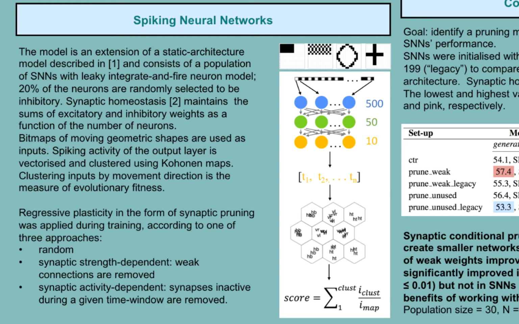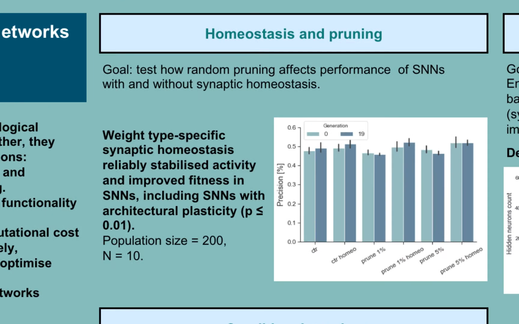In the current work, we extended this model by adding three kinds of pruning: random, and two kinds of conditional pruning: synaptic strength-dependent pruning and synaptic activity-dependent pruning. We performed three sets of experiments.